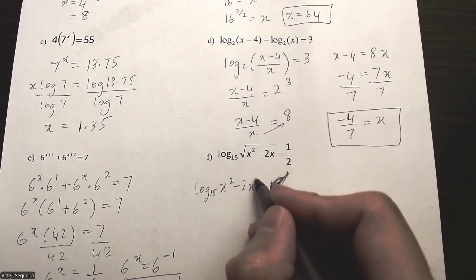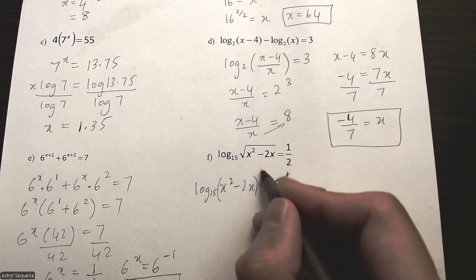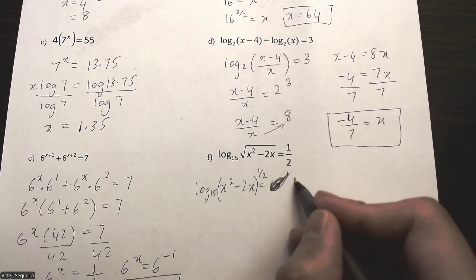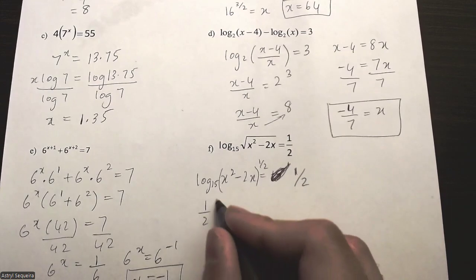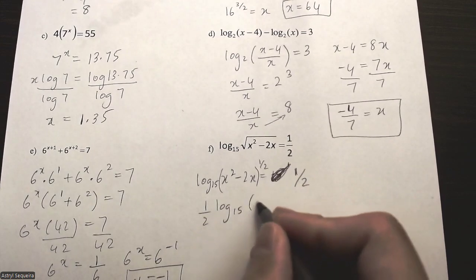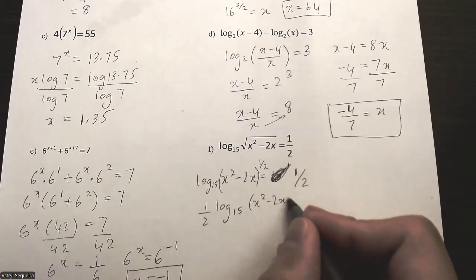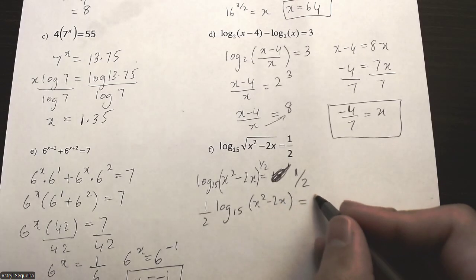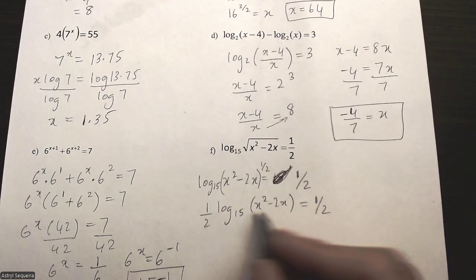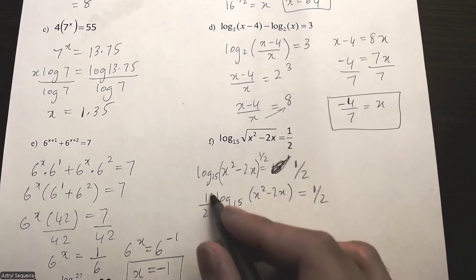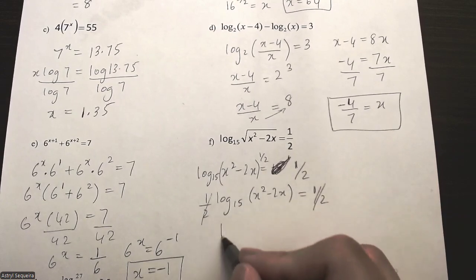convert the square root into an exponent of half first, because it makes it a bit easier to solve. Then I'll bring the exponent down. Yeah, it makes it a lot easier to solve. Then I'll just multiply by 2 on both sides. So this cancels off, that cancels off.